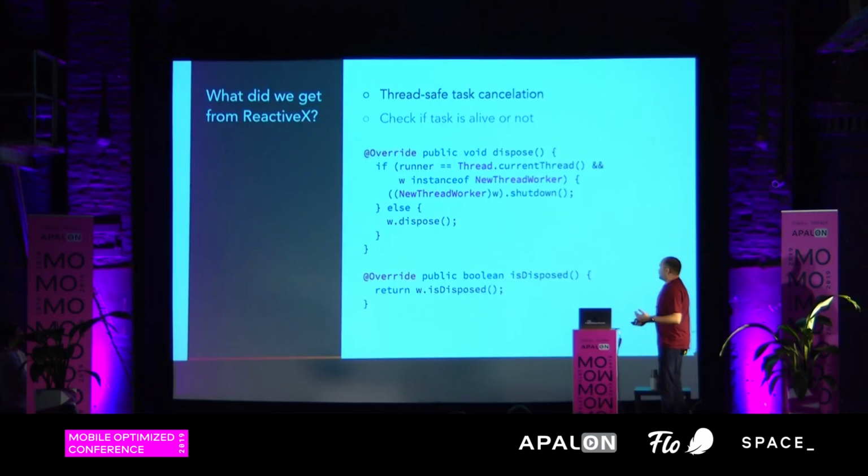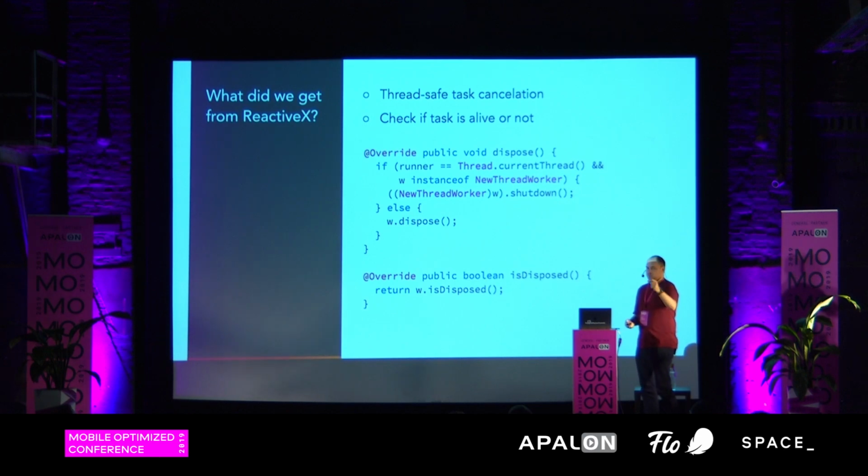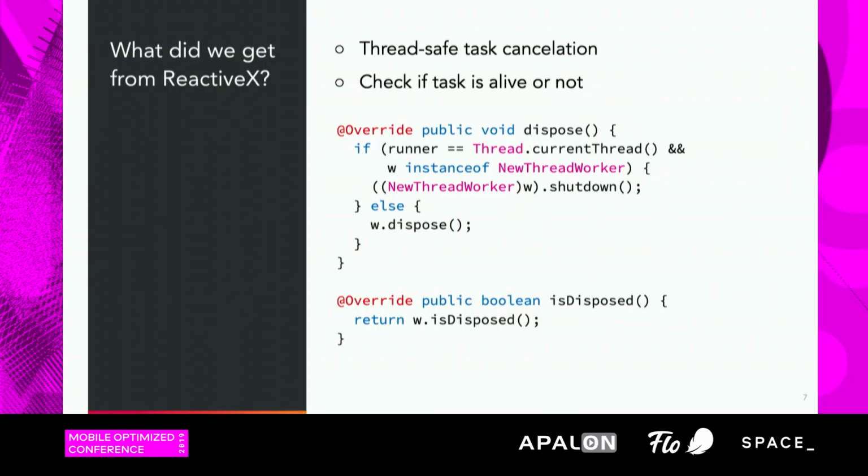And finally, we would be able to do thread-safe task cancellation. So you would get a subscription or you would get a disposable, depending on the Rx version that you're using. And then you would just say dispose. There is one function, you just dispose and that's it. You never get the callback, you never get the result or error, you don't get anything, it's dead. So it's technically not dead, but it will not report anything.